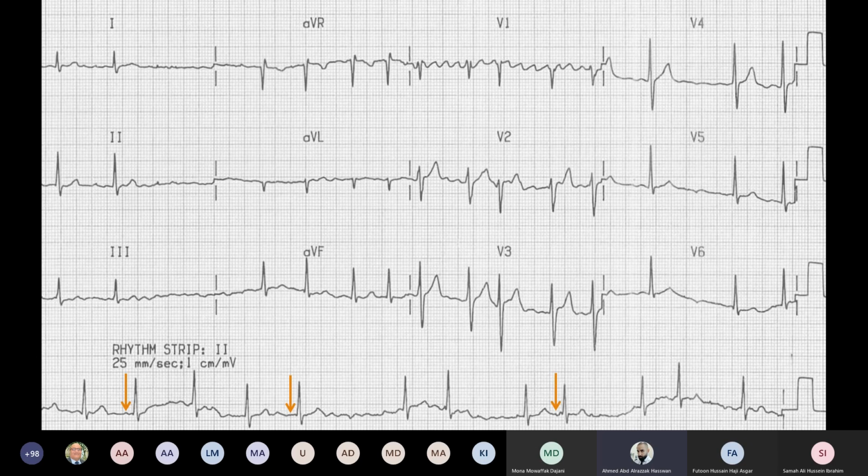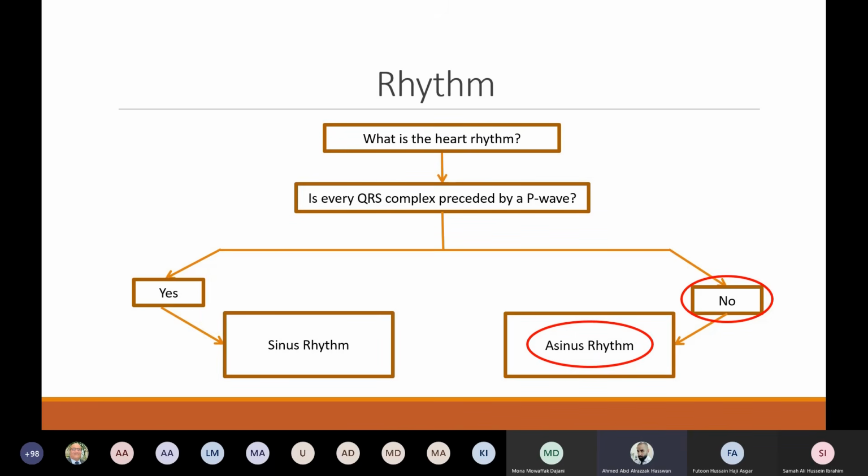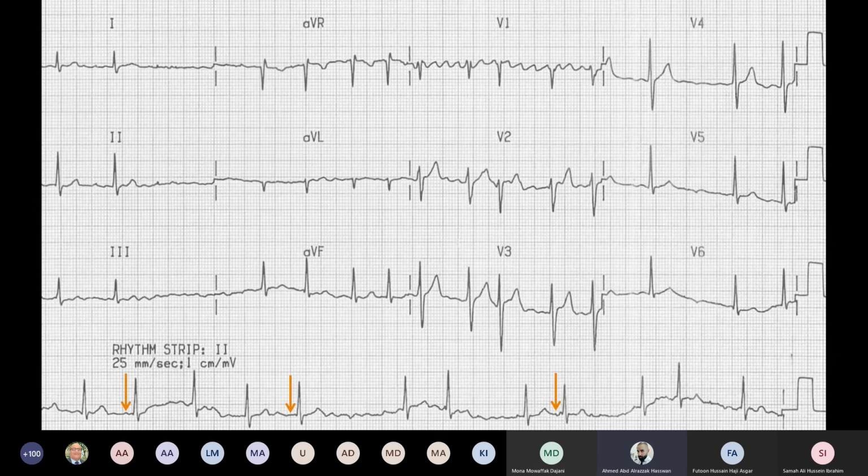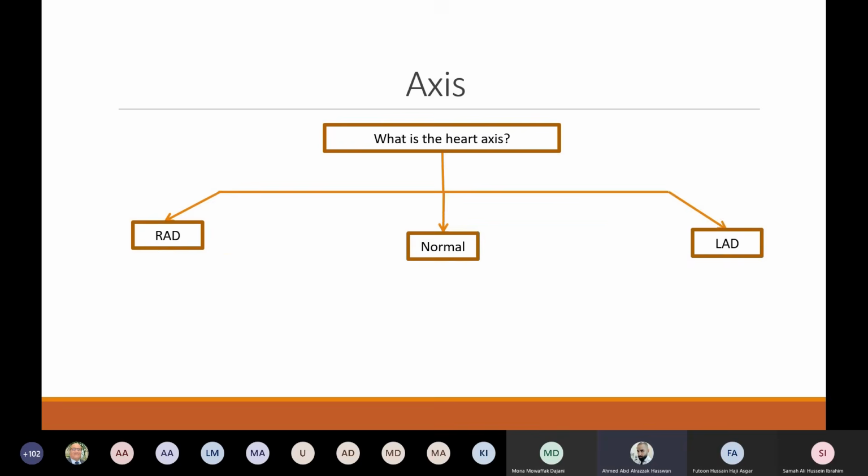So here we don't have P waves, so we would say this rhythm is an asinus rhythm. So there is somewhere else in the heart that took the lead from the sinus node, or from the SA node, and now it's taking control of the heart rate and the heart rhythmicity. That's why if you look at this ECG, you can say that this is clearly an irregular ECG. So this is a case of an asinus rhythm.